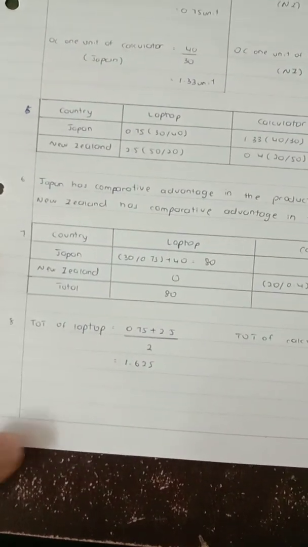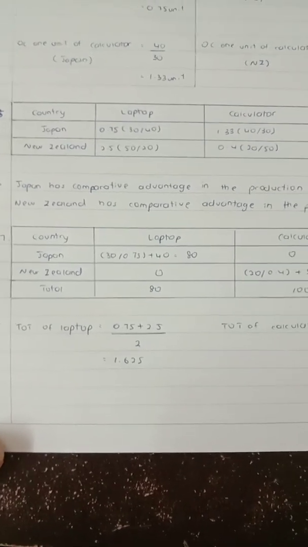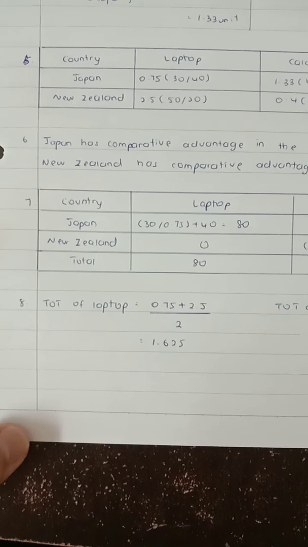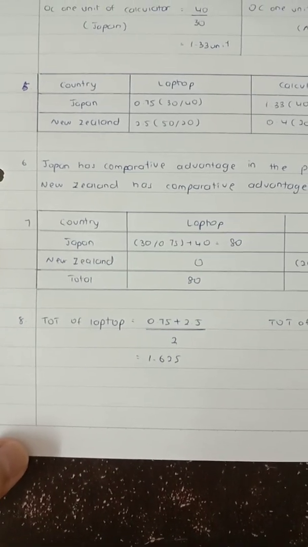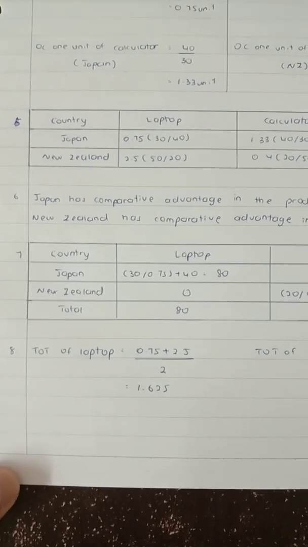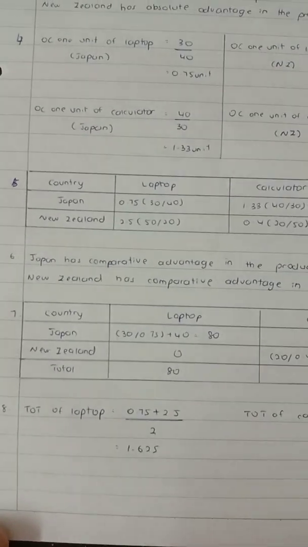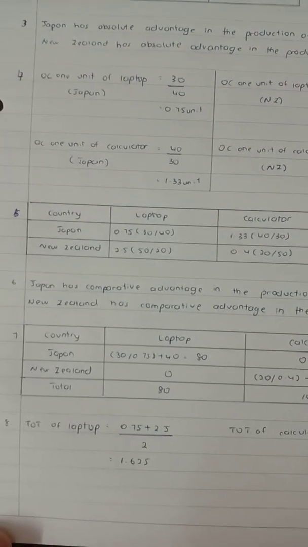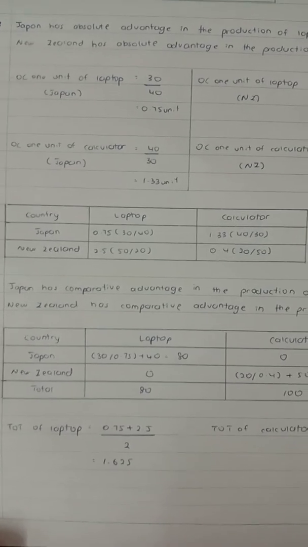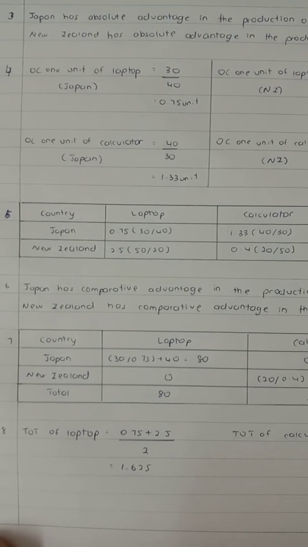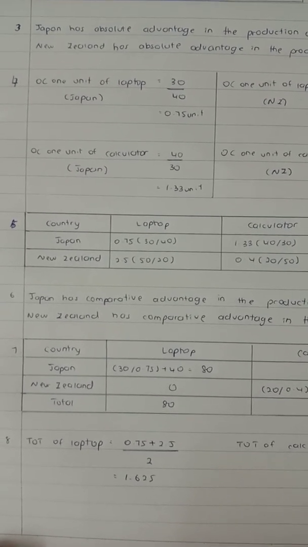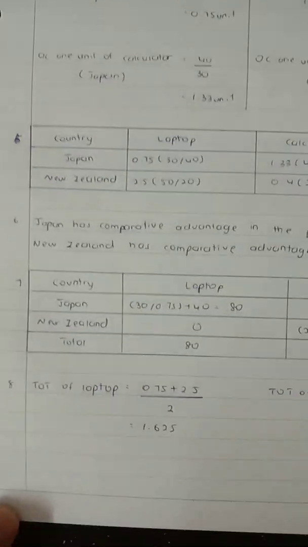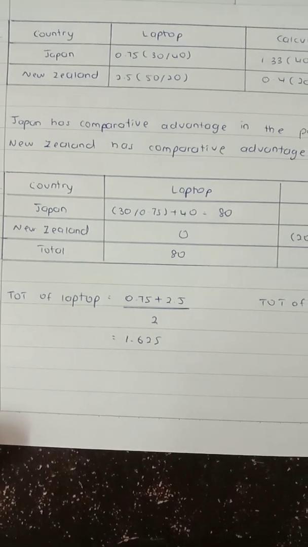So the last question is calculate the terms of trade. The terms of trade must be calculated for both products. So the terms of trade of laptop, we must add the opportunity cost of the two countries in producing laptop. So we will refer back to the table. For laptop, for Japan it is 0.75 and for New Zealand it is 2.5. So add the two values and divide by 2.